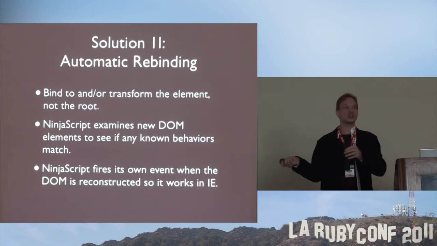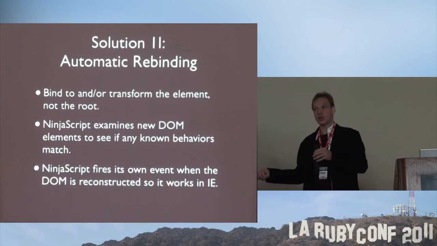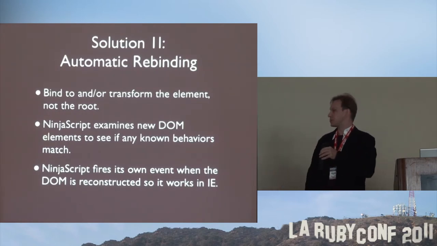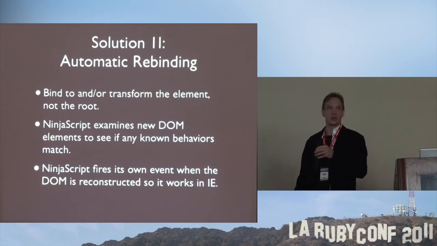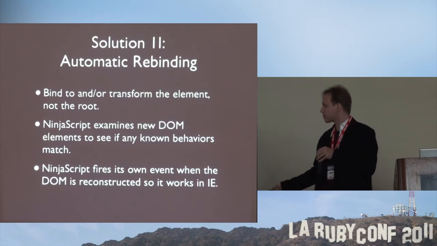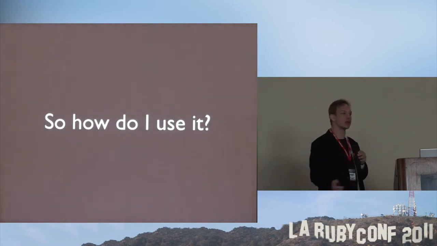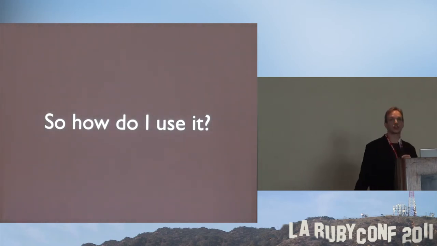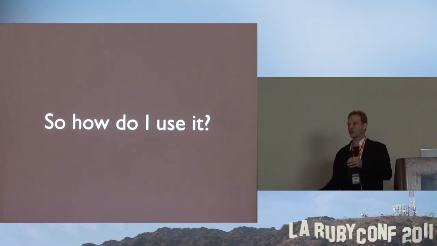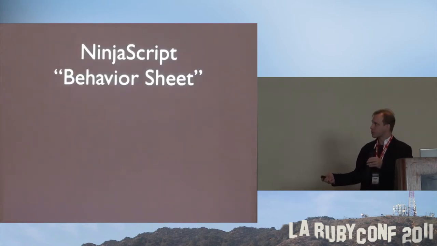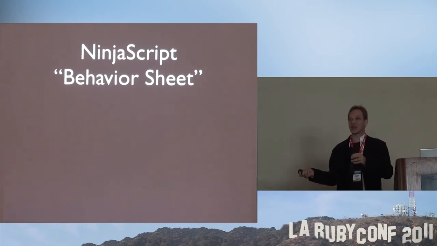We actually use those deprecated events where they're available, and we use other approaches, like firing our own events, in some of the browsers that need a little remedial help, like IE. And this ends up working pretty well. So the question is, how do I use NinjaScript? Well, in NinjaScript, we've tried to make life easier for you than all the complexity you normally have to do with JavaScript, which is we define what looks like a CSS sheet. We're going to call it a behavior sheet.